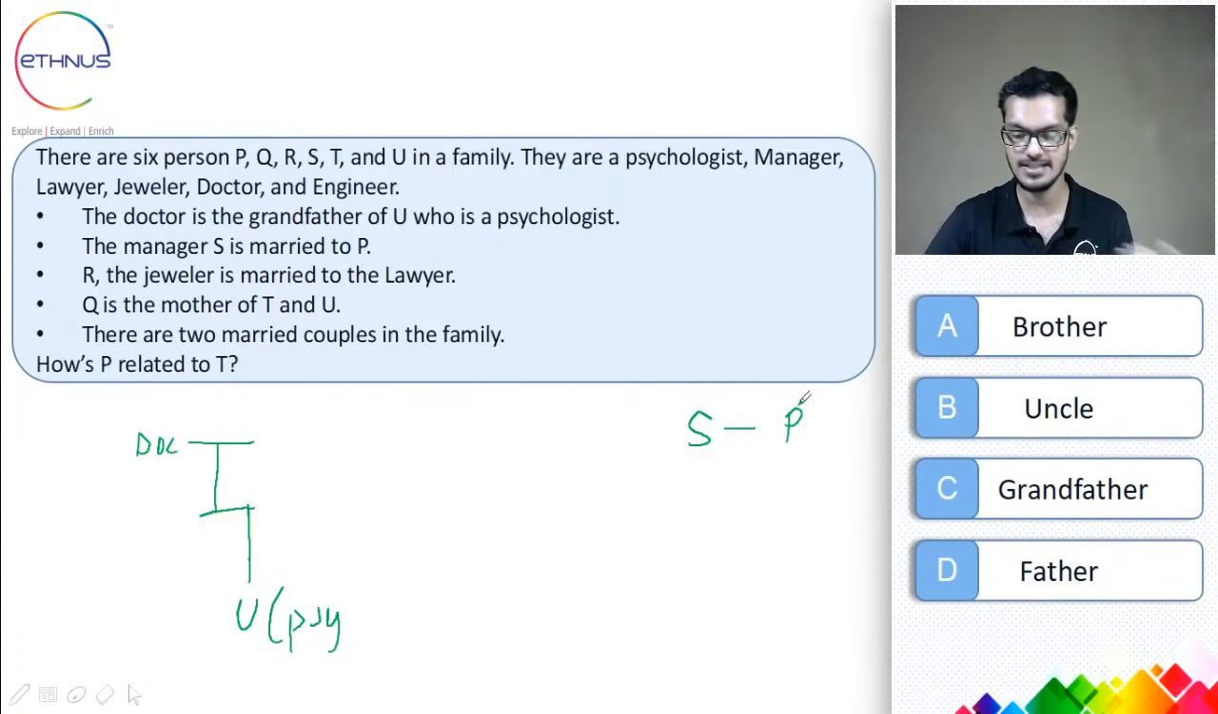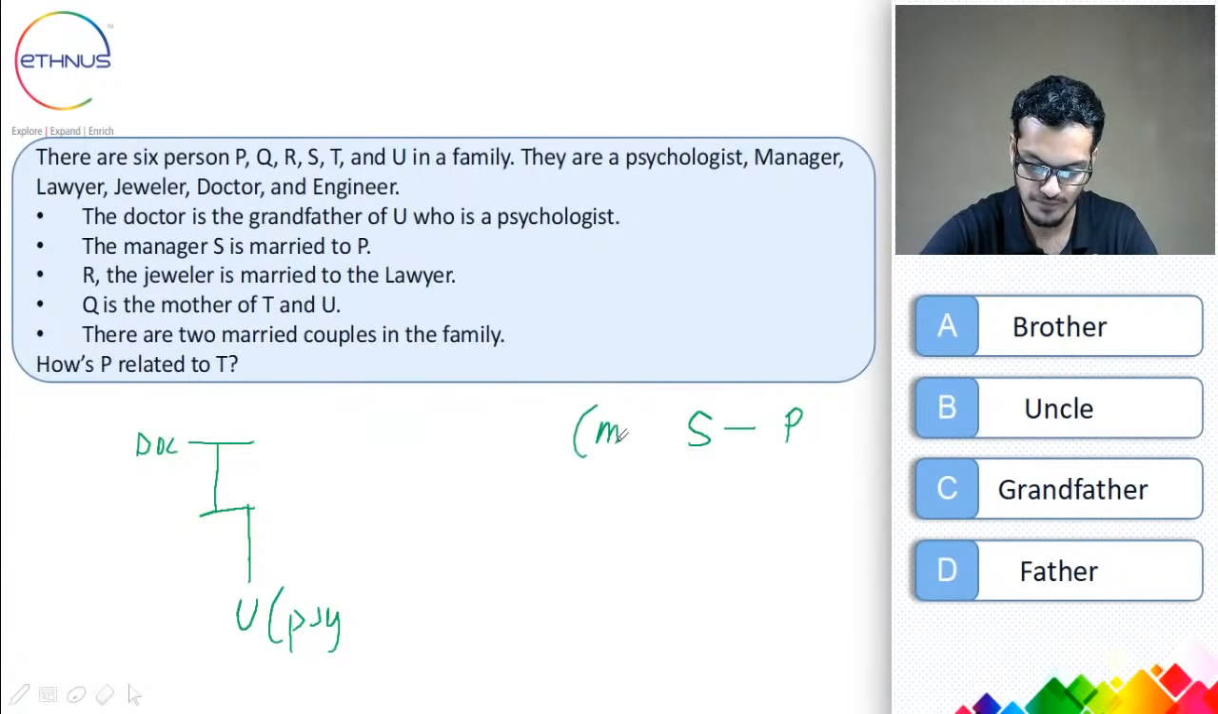And if they are siblings, I'll mention it on top. Okay, so that you'll understand easily. Now R, the jeweler, is married to a lawyer. So there is one more couple. One couple is already done, that is S and P. And they have mentioned S, the profession of S is manager.